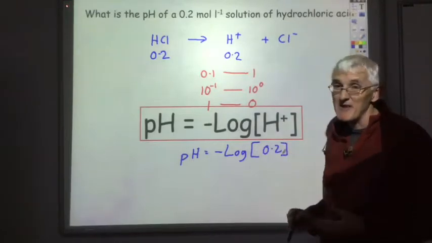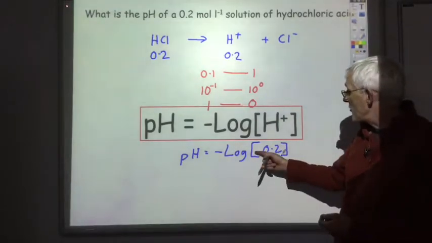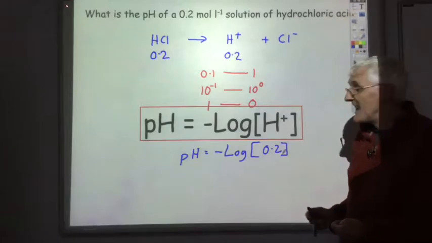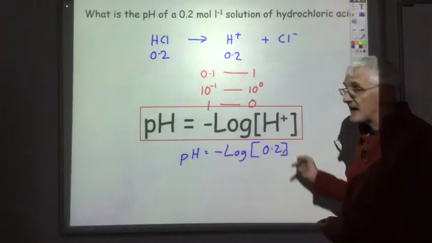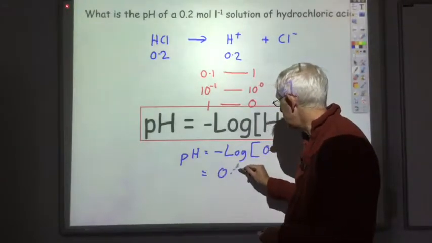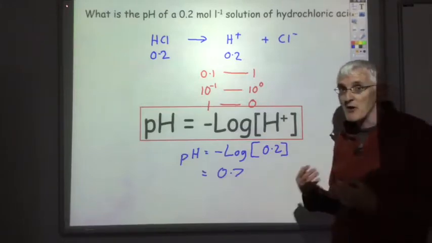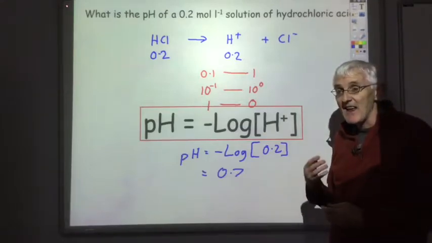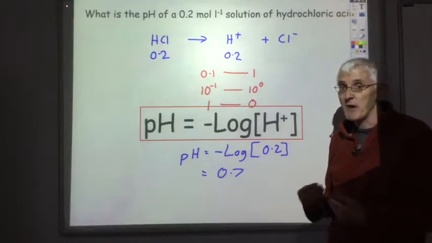So it's really just a matter of getting used to your calculator. So the log of 0.2 is negative 0.7. So the pH is negative negative 0.7. So the pH of this solution would be 0.7. Okay. So now we can work out the pH even if the hydrogen ion concentration is not an exact power of 10.